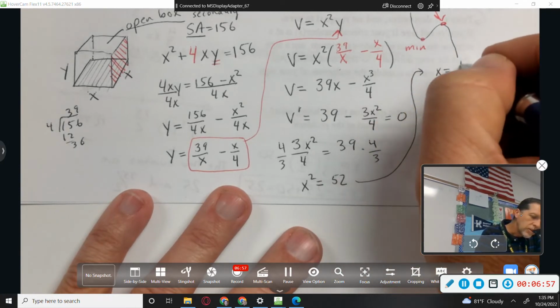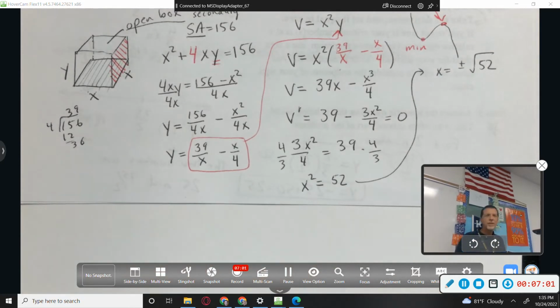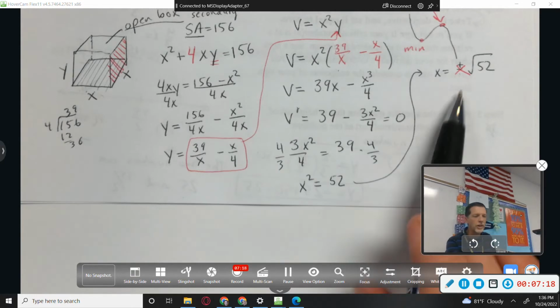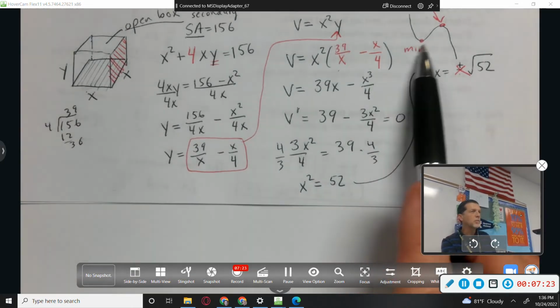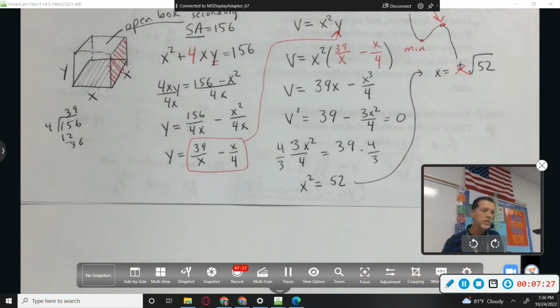So x equals square root of 52. Sort of technically plus or minus, but why am I pausing? What's the but? It's not a negative. Like this is a box. I can't have a box that's a negative, so I can throw that one out. And I also wonder now if that negative square root 52 was where a minimum was, like sort of mathematically, even though physically that would not be possible.